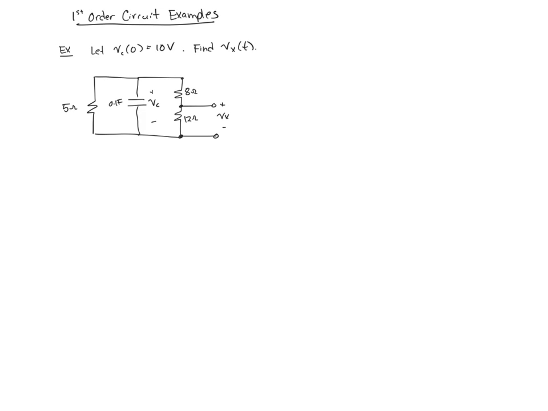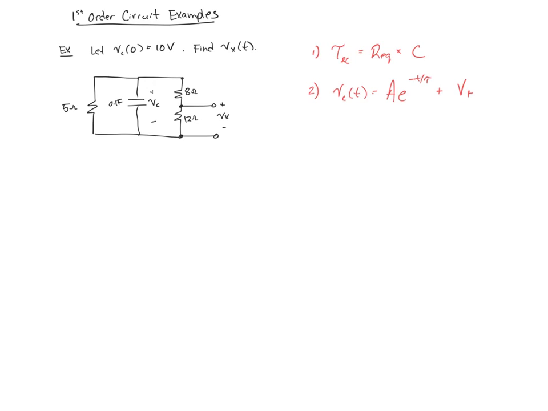So in general, we do a few things. One, we need to find the time constant of the RC circuit, tau, which is given as the equivalent resistance seen by the capacitor times the capacitor. Step 2, we're going to find the expression for the voltage across the capacitor, which we know is A e to the minus t over tau plus some final condition.